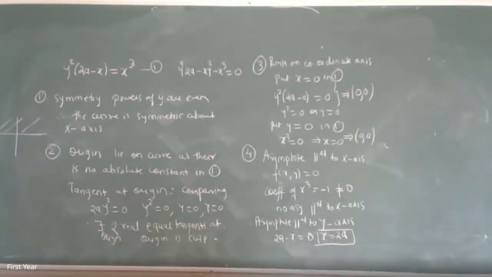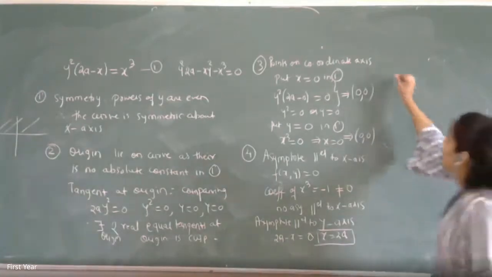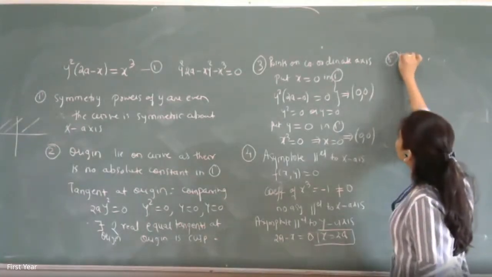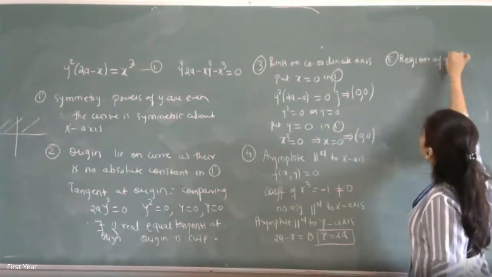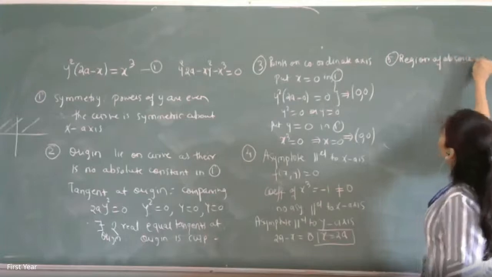Still, we have not drawn anything. I'm just finding all the points that we considered yesterday. We are trying to write down the explanation for it. Now let's go to the last point, that is region of absence and presence. First we find the region of absence. Other than this, all is the region of presence.